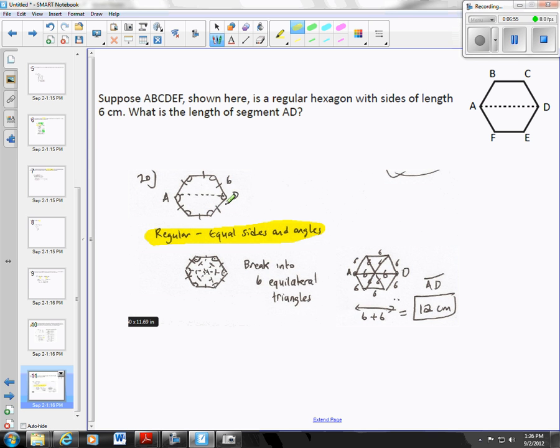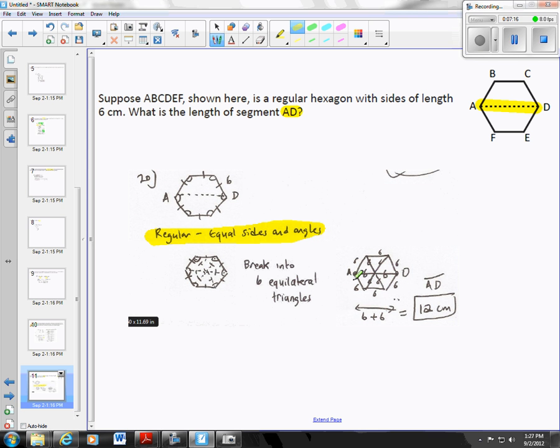All right, well, what I recommend doing is try to break this up into triangles. So when you cut this in half and cut this in half, see, we make 6 equilateral triangles. All right, and it's 6, 6, 6, 6, and so forth. So it's asking for the length of AD. So that's the length from one side to the other. So that would be 6 and 6, which is 12.